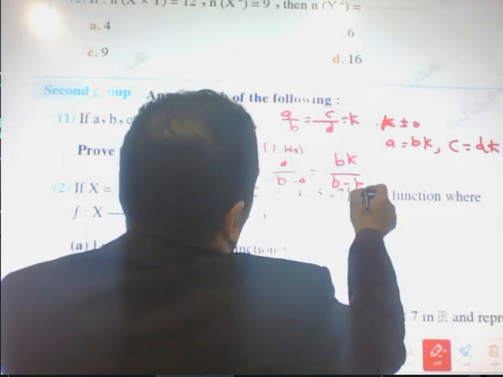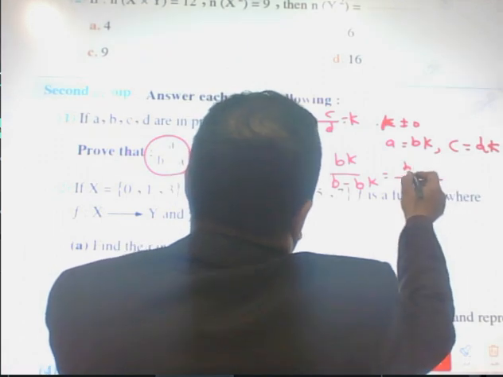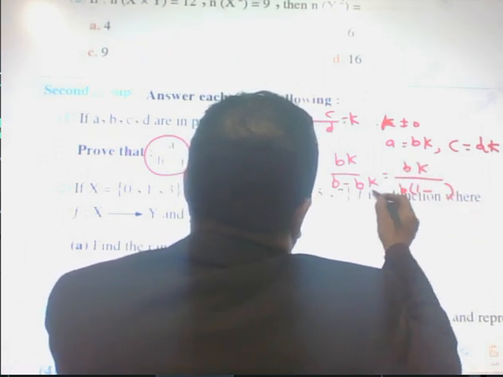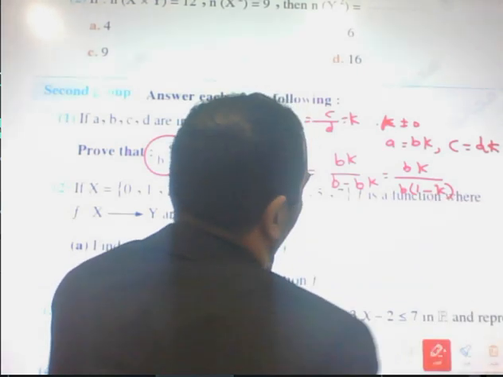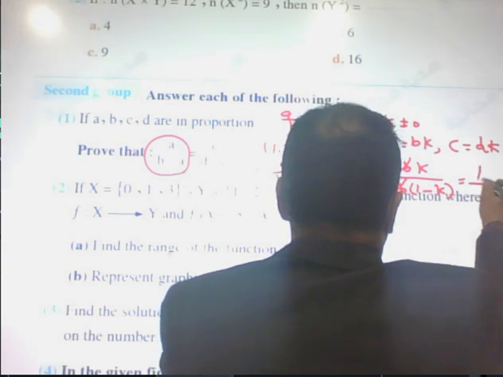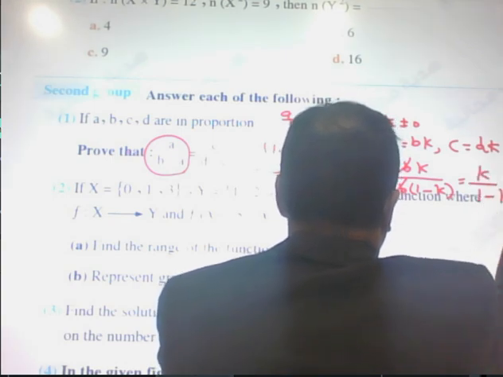subtract A. A was BK, right? BK over B. B has a common factor, B divided by B is 1, BK divided by B equals K. You can write B divided by B equals 1. And the answer will be K over 1 minus K. This is relation number 1.